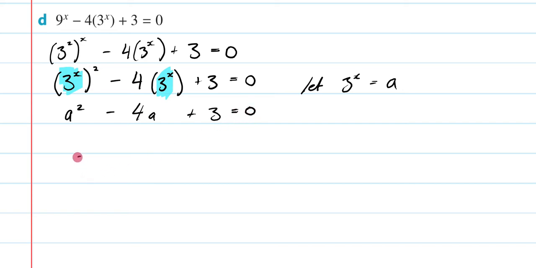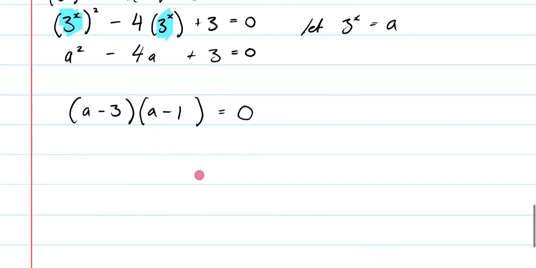I now need to factorize this. So I need two numbers that when I times them together, I get 3, but when I plus them, I'm going to get negative 4. So that's obviously going to be negative 3, negative 1. None of these quadratics that they've given us here have been that challenging, which I suppose is good, but kind of bad as well, because we're not practicing that key skill.